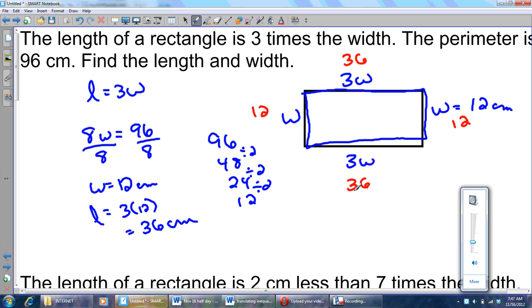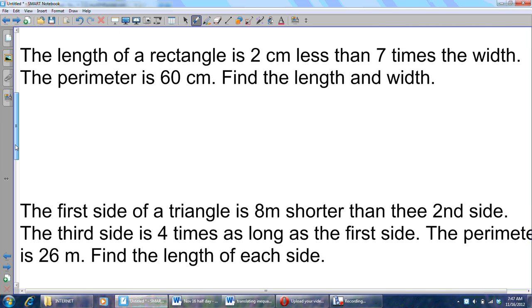And let me see, 36 and 36 would be 72. 12 and 12 is 24. And I'm going to add these together, and look at that. My perimeter is 96, so I did it correctly. All right, problem number 2.